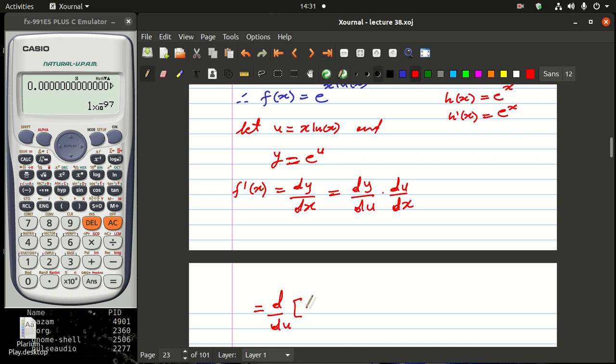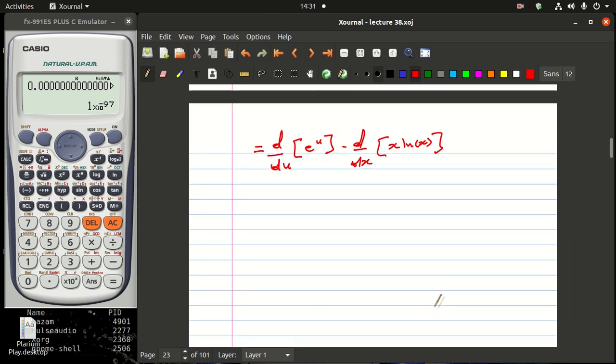If you look carefully, you end up having dy du times du dx, but instead of y I have e to the power u, and instead of u I will end up having x times ln of x. The derivative of e to the power u is just going to be e to the power u. But in this part, I have y equal to x as one function, and y equal to ln of x as another function. So I have a product of two functions, so I'm going to use the product rule.